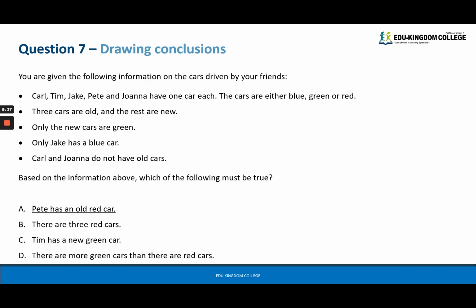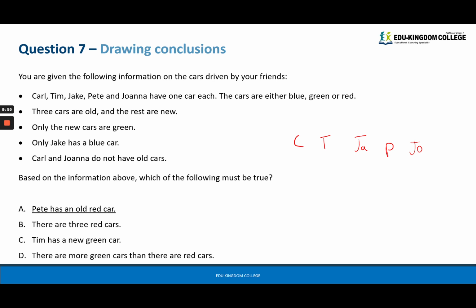Okay, 9. So we are given the following information. Let's write it down. We have Carl, Tim, Jake, Pete, and Joanna. J-A for Jake, Jo for Joanna. They have 1 car each, either blue, green, or red. 3 cars are old, the rest are new.